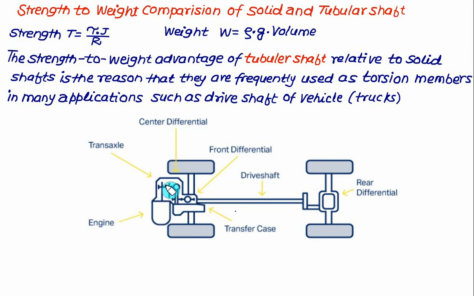We have a transaxle and we have a central differential. We have a front wheel and the rear wheel. When the power is transmitted from the engine to the rear wheel, they require a rear differential. And the power is transmitted from the engine to the rear differential by a hollow shaft. Because the length is very large, we would require a very large volume of the material of the shaft.